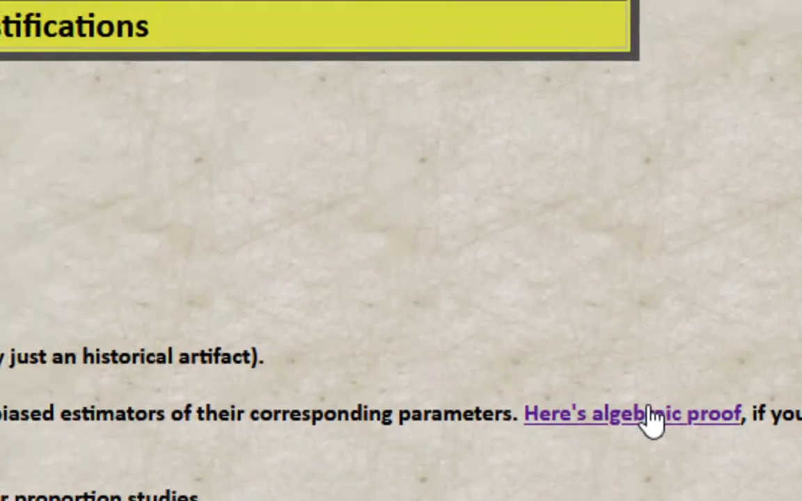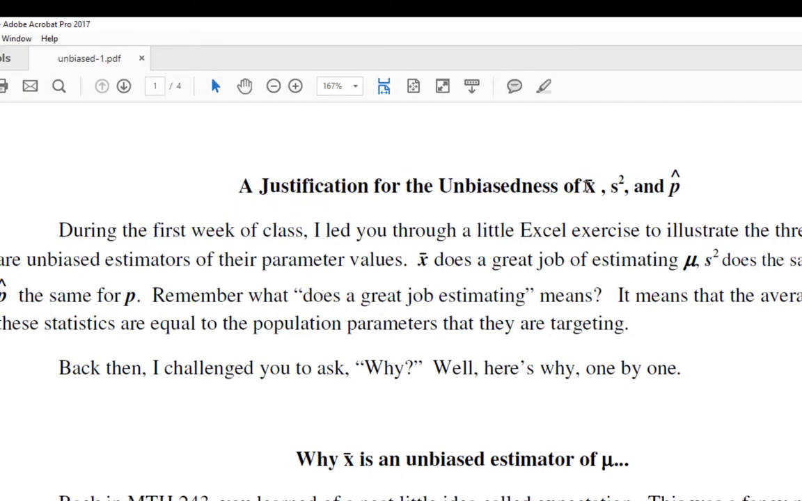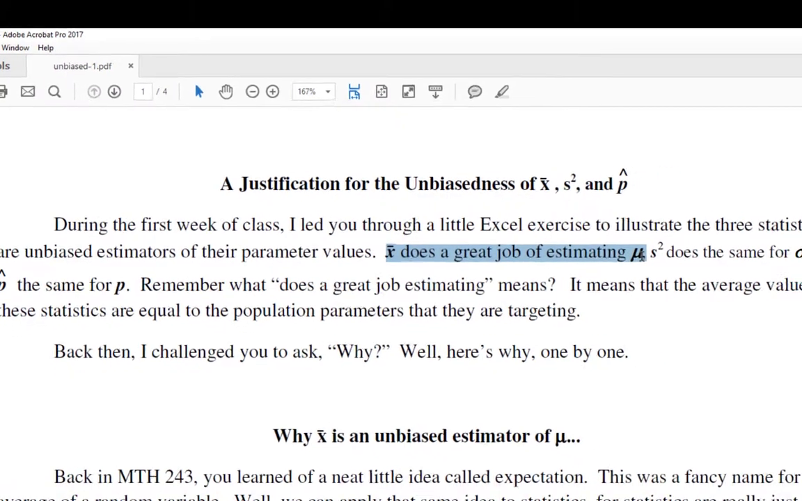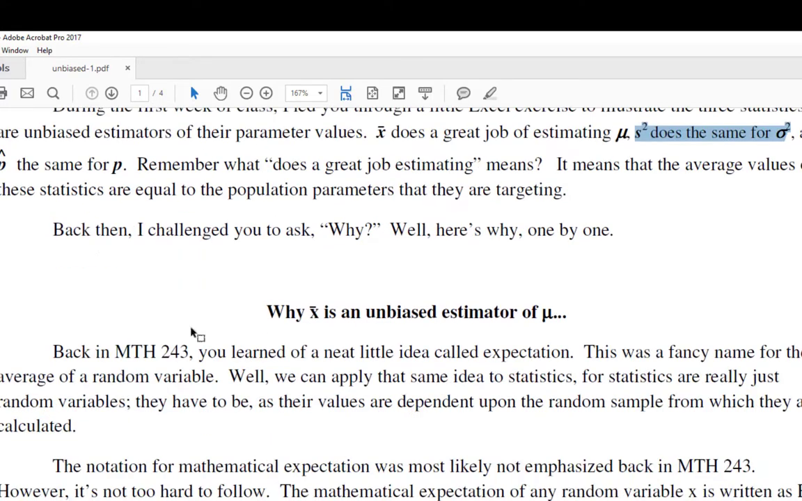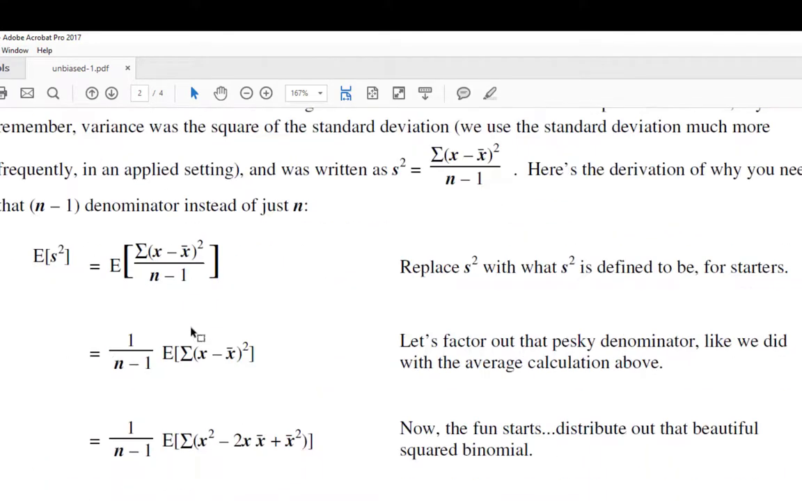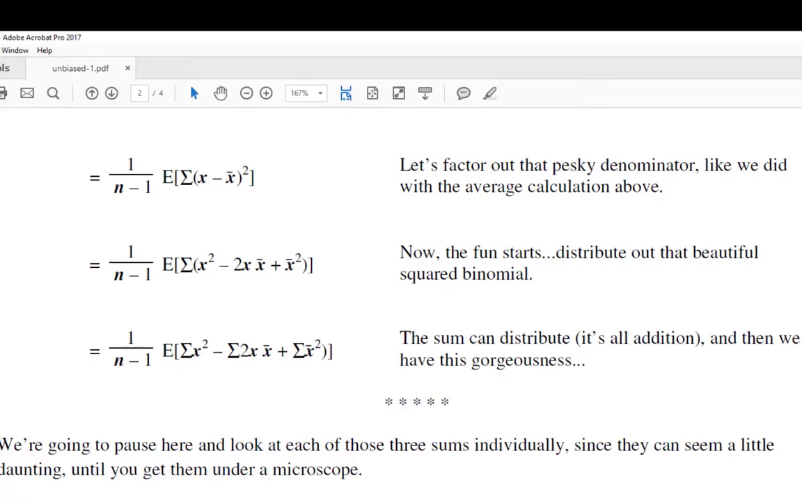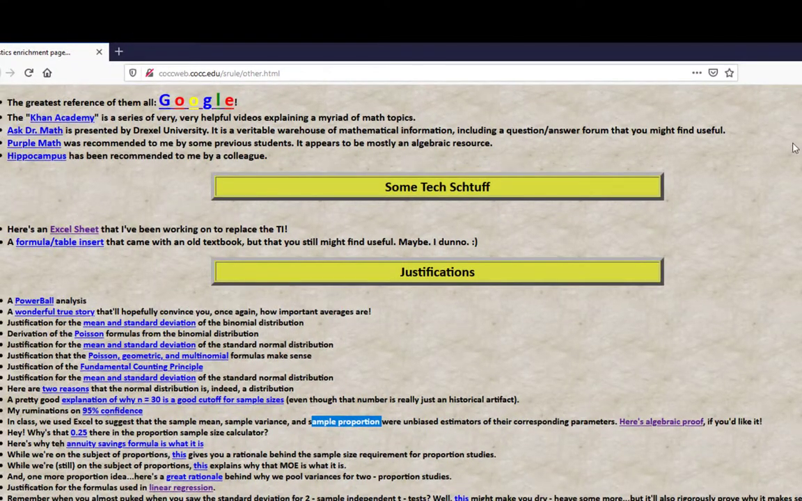Here's a paper that I wrote up that tells you why X bar does a really good job of targeting mu, and S squared does a really good job of targeting little sigma squared. And it's just got some algebra in it. So if you're into algebra, you'll love this paper. If you're not into algebra, then you're maybe not going to want to look at that. But I just wanted to take you down that rabbit hole because that n-1 is not random. It's not an afterthought. It needs to be there. And there's a reason why statisticians were able to find that it was there. It has to do with that paper.